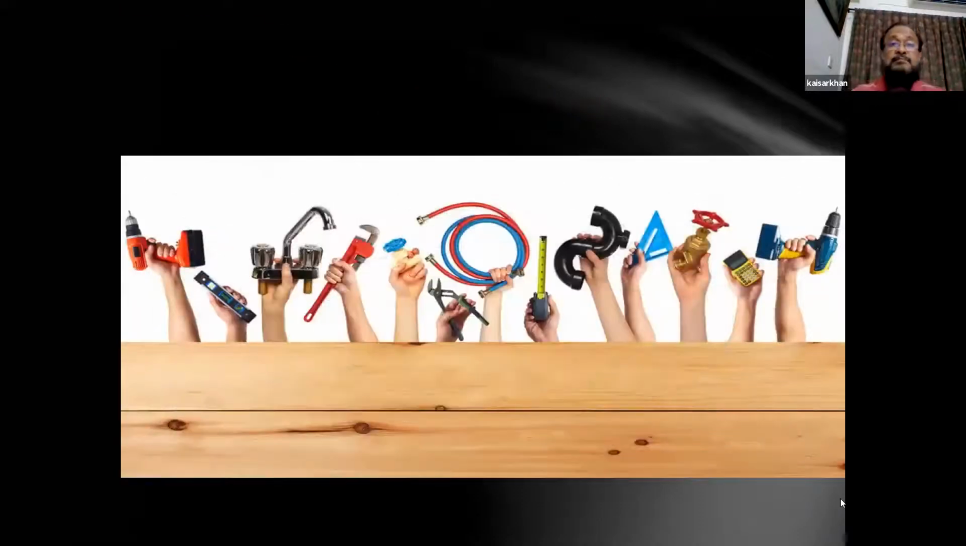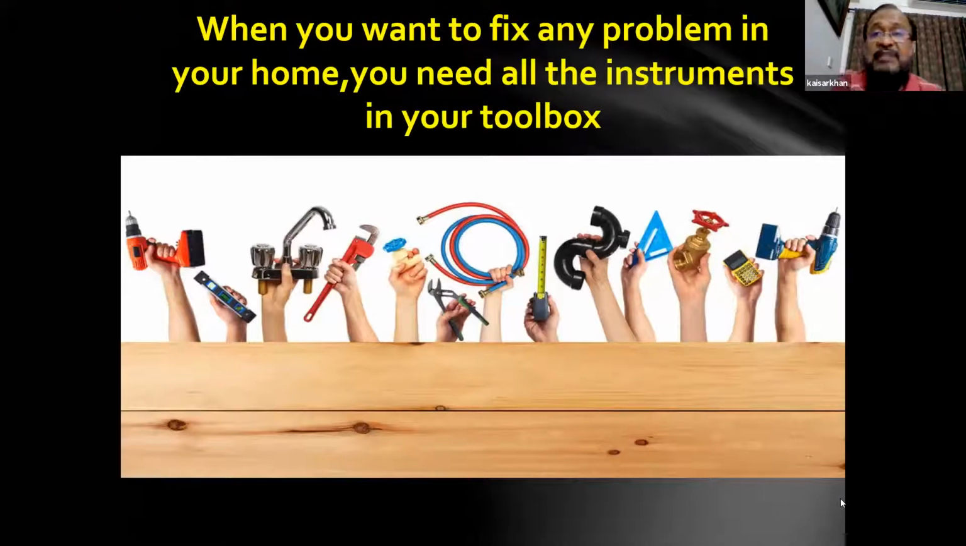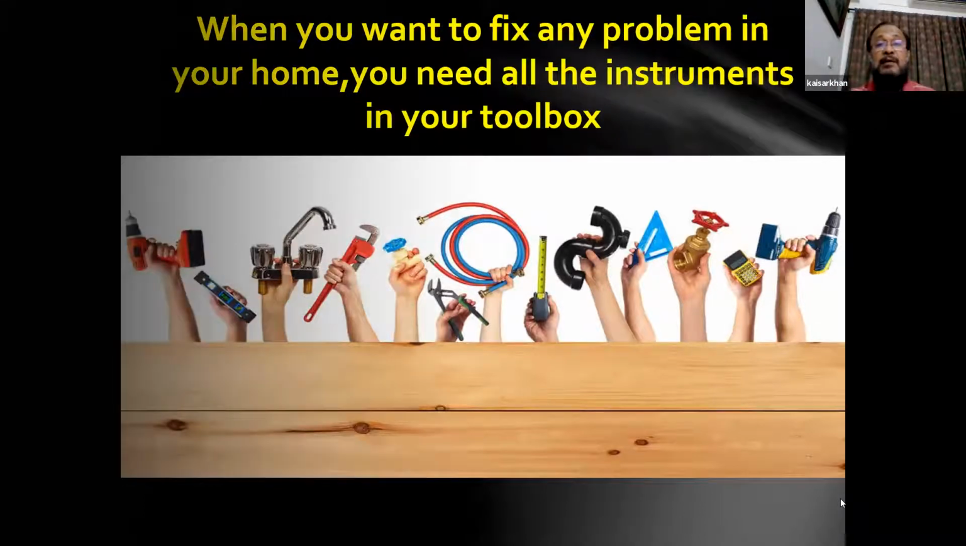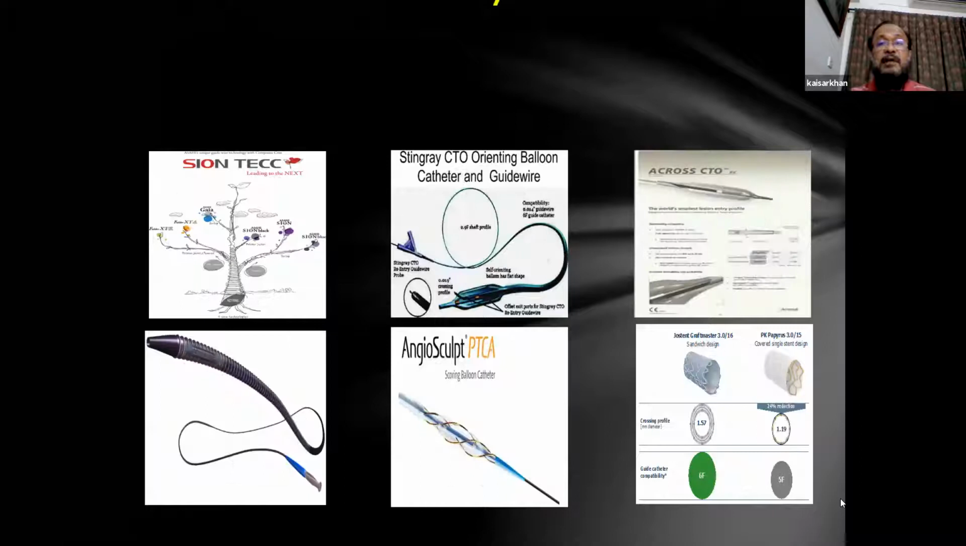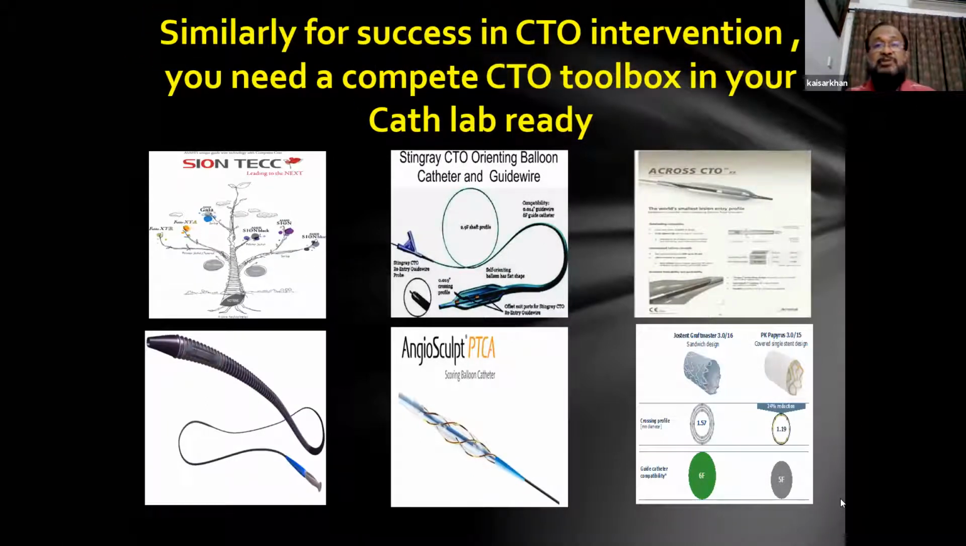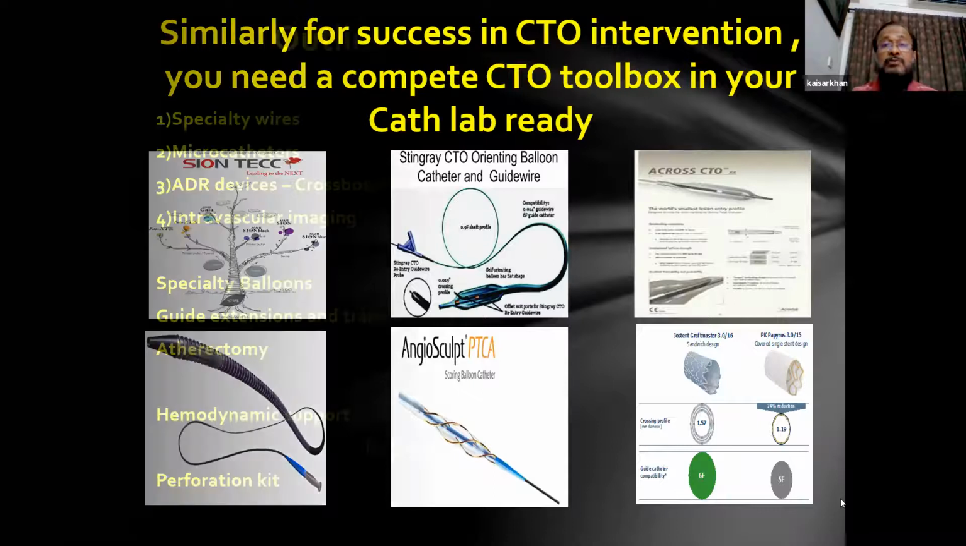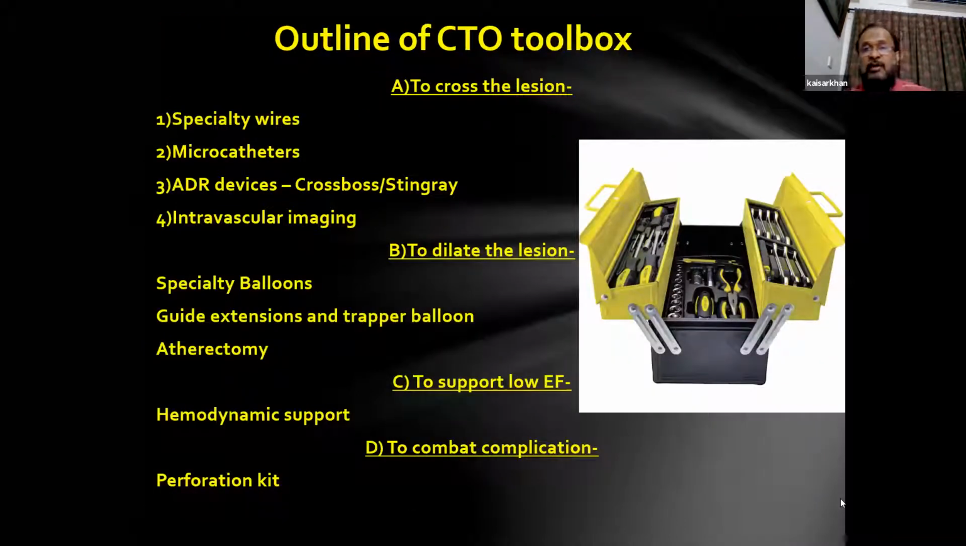So you all know, when you have to fix a problem in your home, you need all the instruments in your toolbox. Similarly, for CTO intervention, you need a complete CTO toolbox in your cath lab, ready for higher success. So, I divide the outline of a CTO toolbox into 4 headings. 1, to cross the lesion. 2, to dilate the lesion. 3, to support low EF. 4, to combat complication.